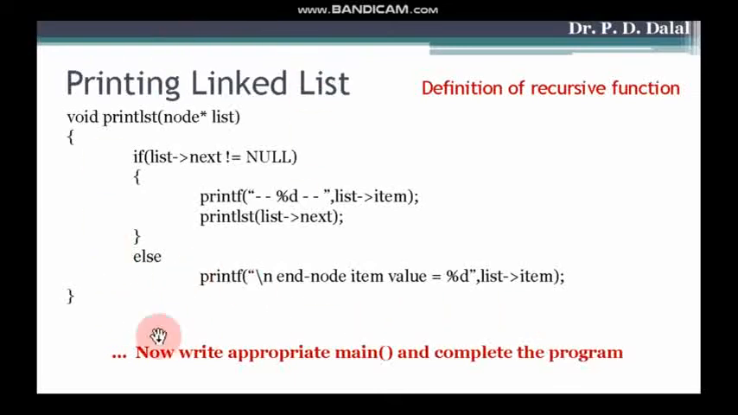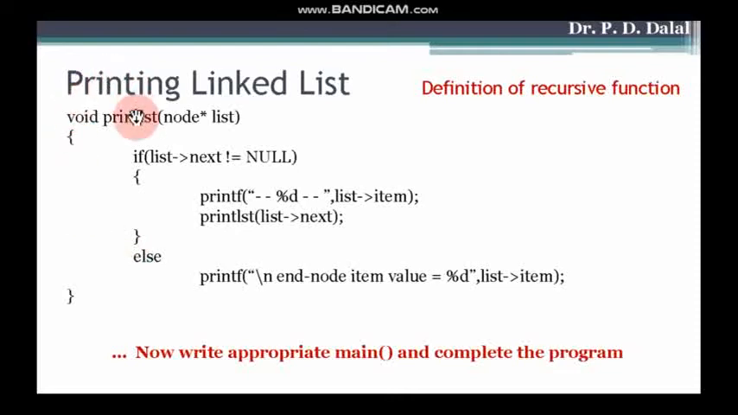So let's look at the definition of print list. In print list, we will pass the first pointer, that is the first or head pointer. The head pointer will be copied in the list. Now, if list arrow next is not equal to null, means if it is not the last node, printf the value of item and call the print list with list arrow next, means the next pointer.